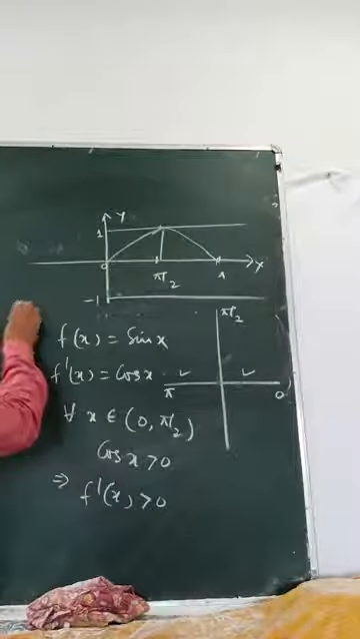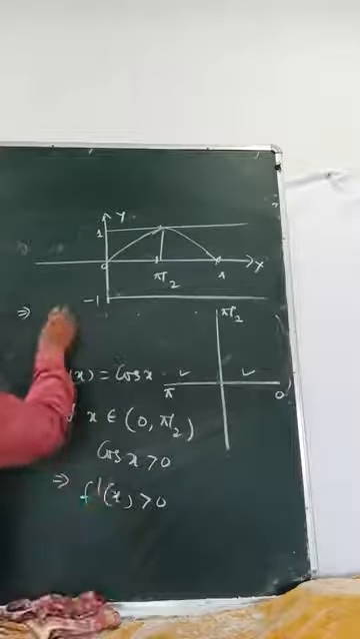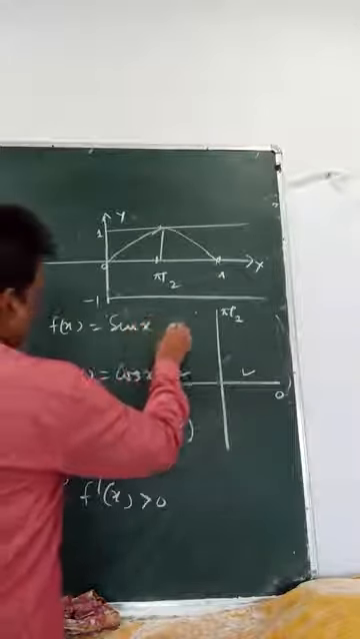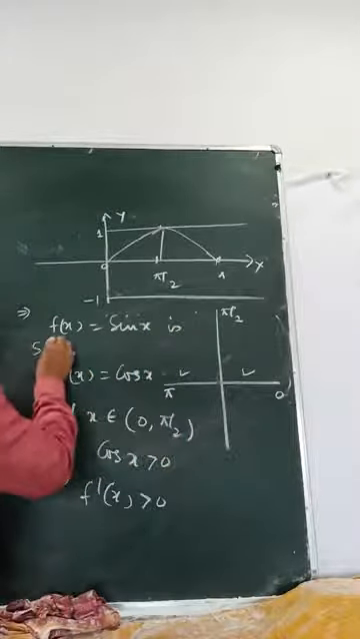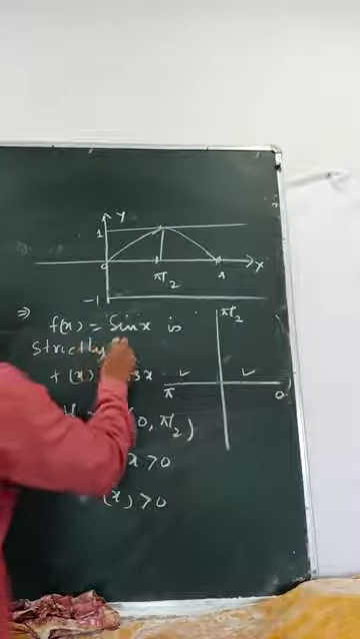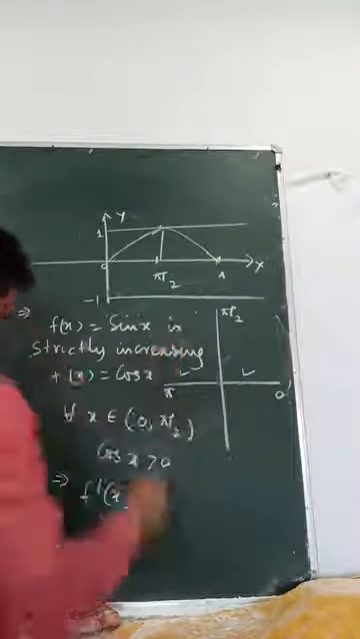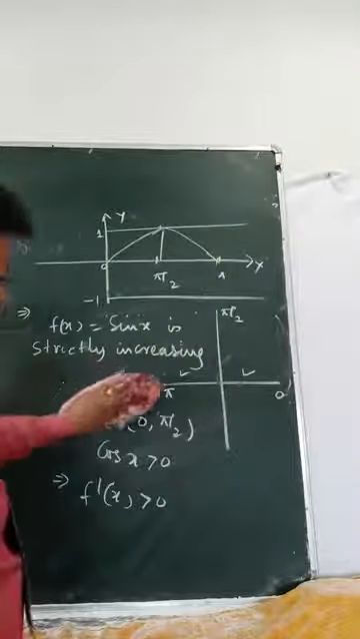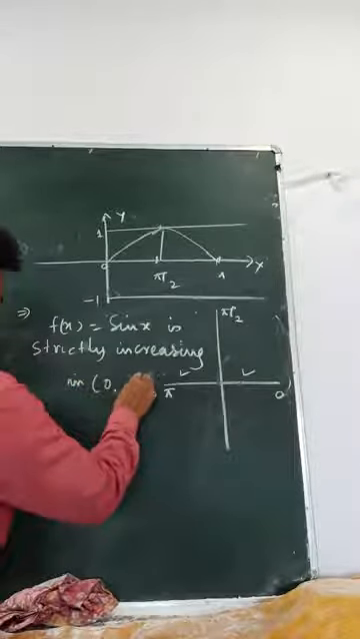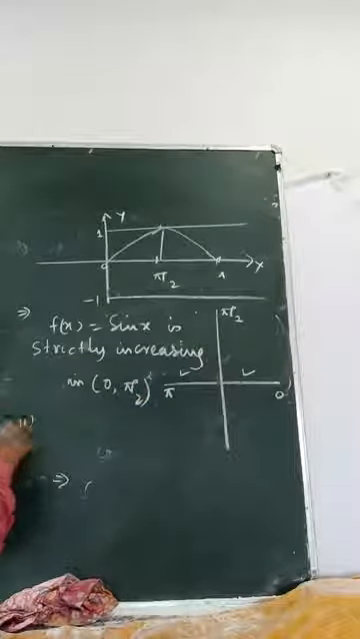Implies your f dash x is greater than 0. So this implies f(x) equals sin x is strictly increasing in 0 to pi by 2. Okay. Now back to second part.